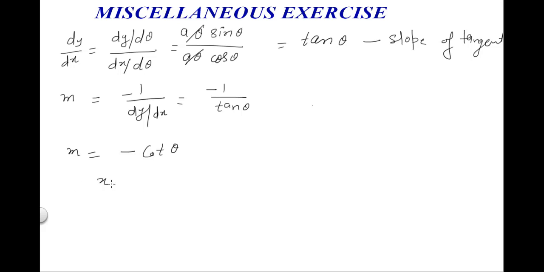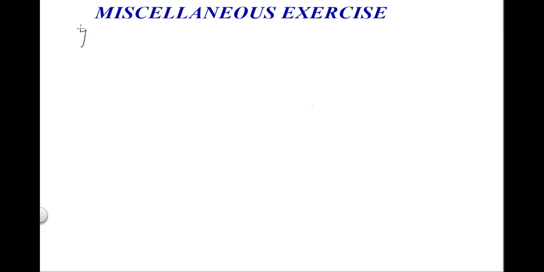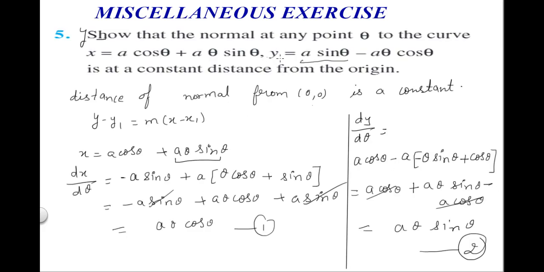Now the points are given in the question. We have been given x1 and y1, the points given as x and y in terms of theta, and we have got the slope also, and the equation is y minus y1 equals m into x minus x1. So let us put the value of y1, x1 and the slope, which is minus cot theta, in this equation and obtain first the equation of the normal. For doing that, we will write y minus, just see what is y1, a sin theta minus a theta cos theta. Let us put it.